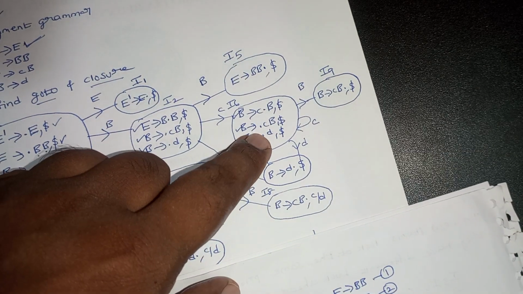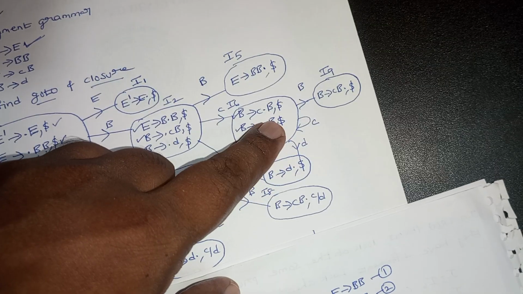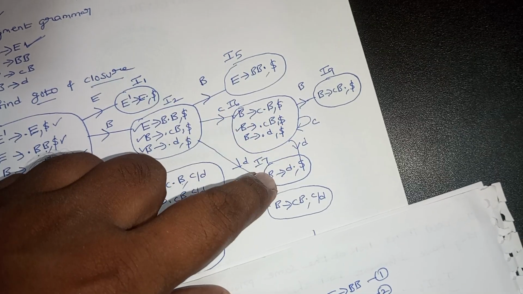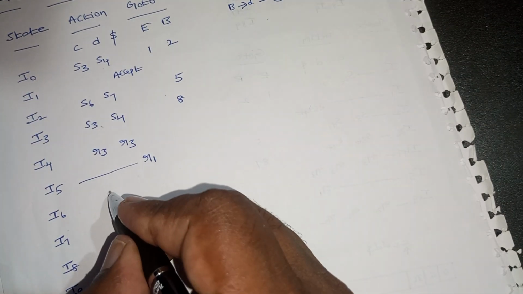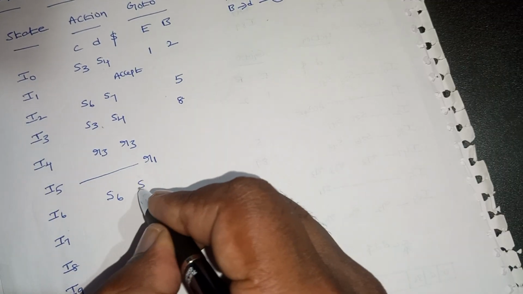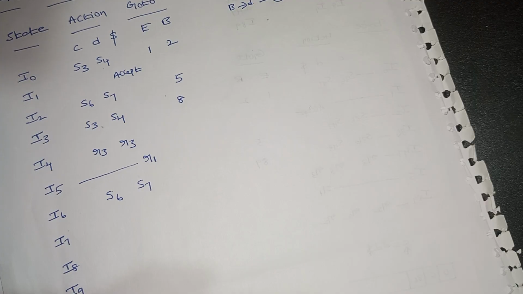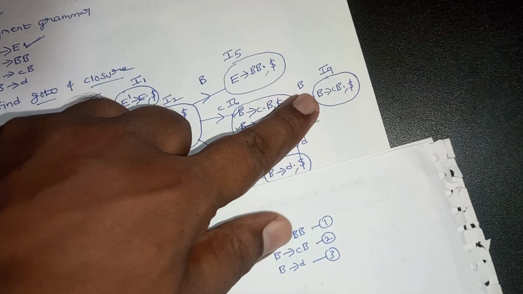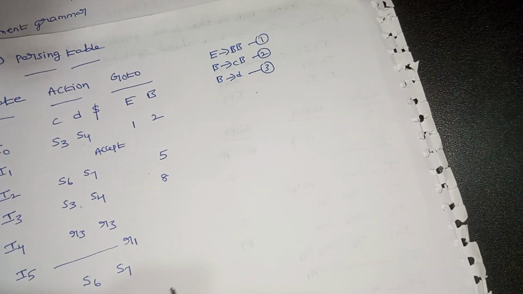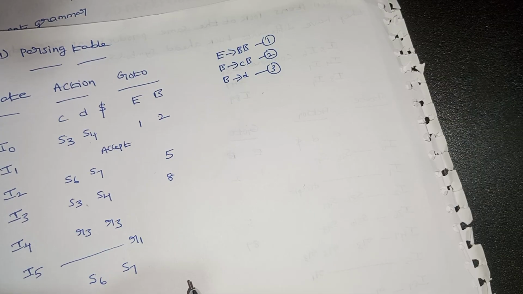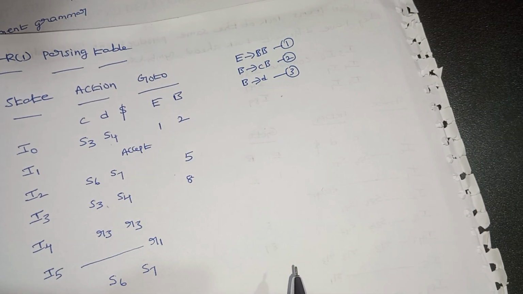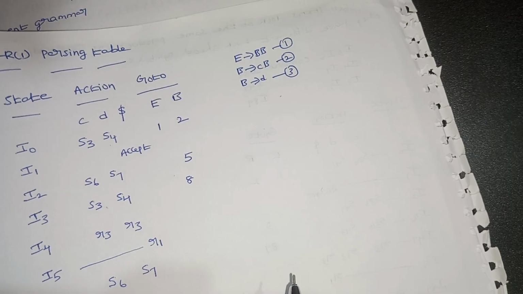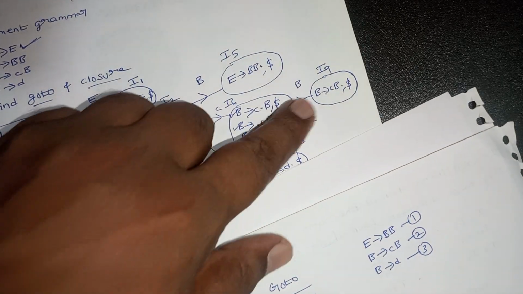So what about I6? I6 on small c is S6. I6 on small d is S7. Then what is I6 on B? It is 9. So whenever there is a capital letter, meaning a variable, you take the state number as the goto entry. So I6 on B is 9.